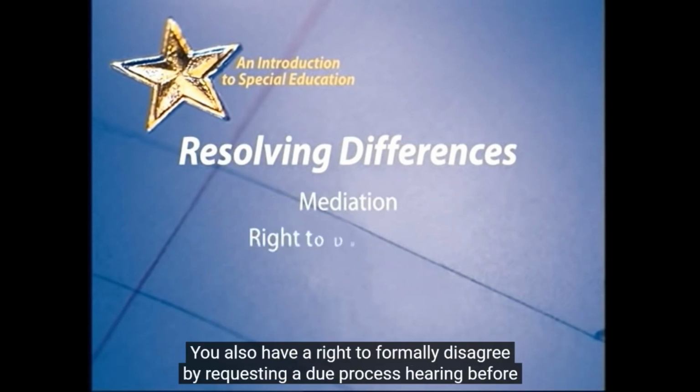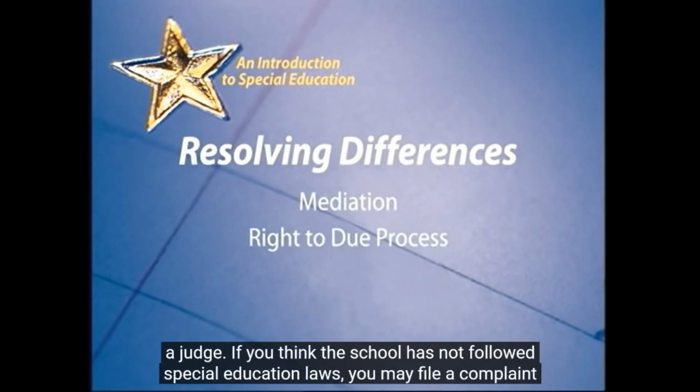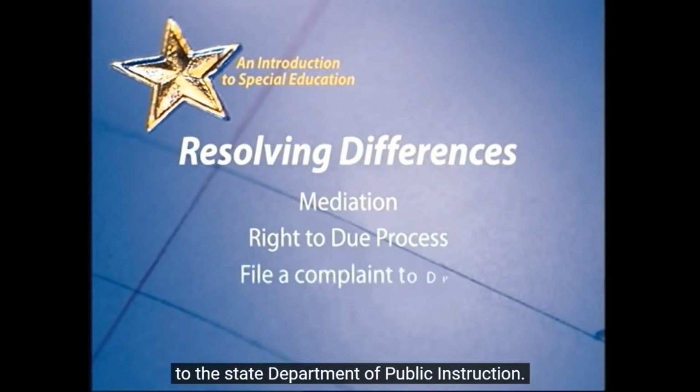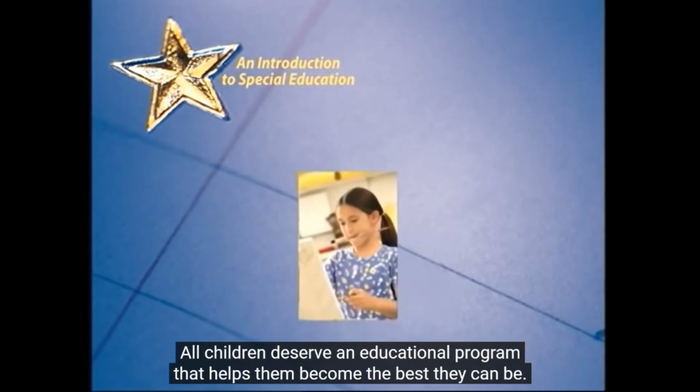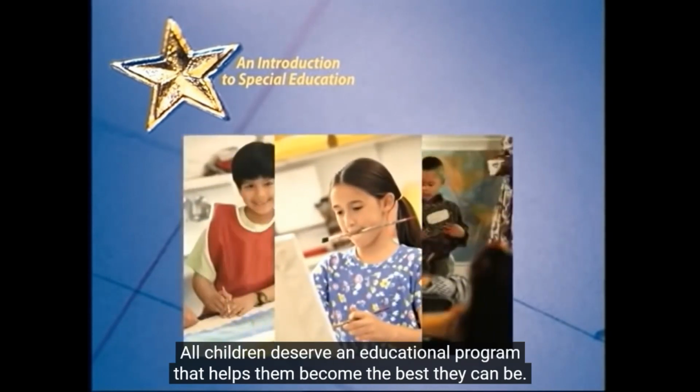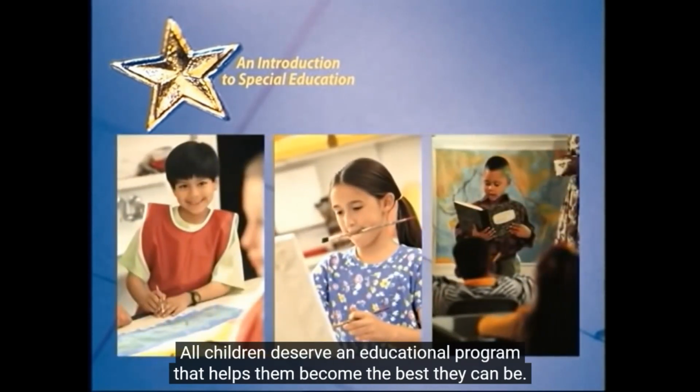You also have a right to formally disagree by requesting a due process hearing before a judge. If you think the school has not followed special education laws, you may file a complaint to the State Department of Public Instruction. All children deserve an educational program which helps them to become the best that they can be.